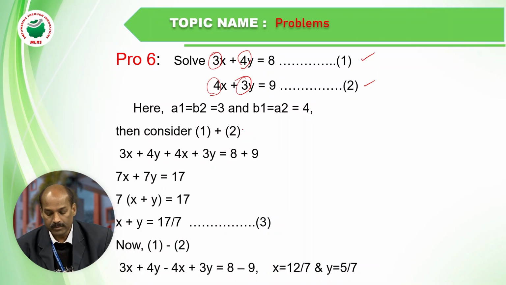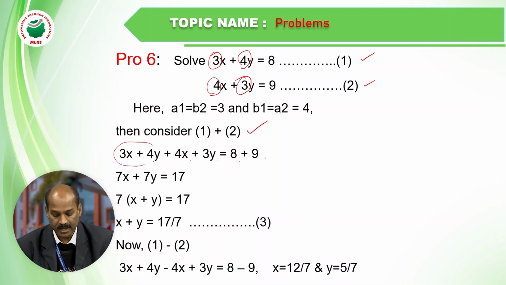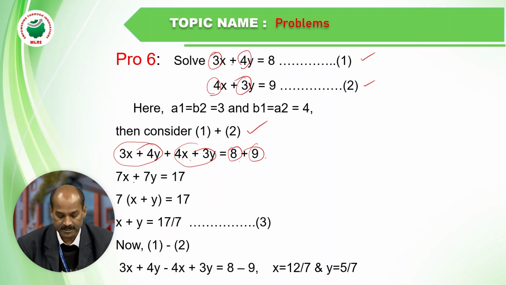So what we do here, 1 plus 2, adding the two equations. Then we get 3x plus 4y plus 4x plus 3y equals 8 plus 9. This is the LHS of the first equation and this is the RHS of the first equation. Similarly, this is the LHS of the second equation. LHS means left hand side values. And this is the RHS of the second equation. Now 3x plus 4x is 7x, plus 4y plus 3y is 7y, equals 8 plus 9, 17.